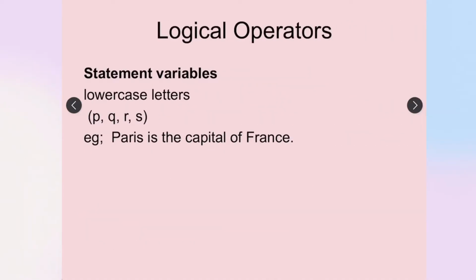Now let's see some of the important logical operators. First one is statement variable. So we have a statement here, Paris is the capital of France. If you represent it with capital P, this is a statement. But if you represent it with lower case p, then it is a statement variable. So a statement variable is always a lower case letter, like p, q, r, s.